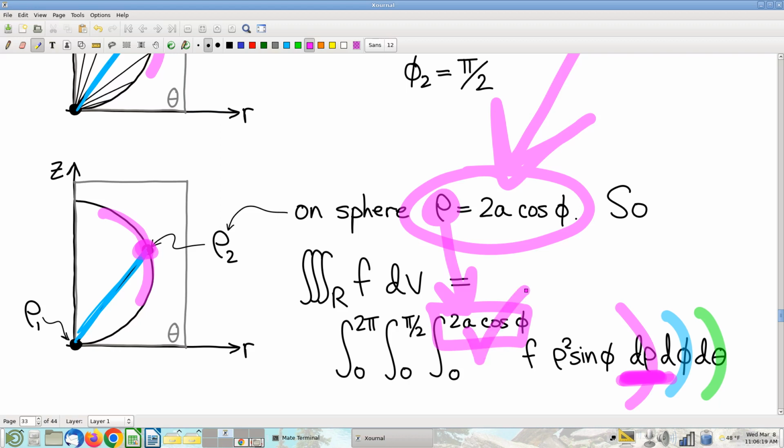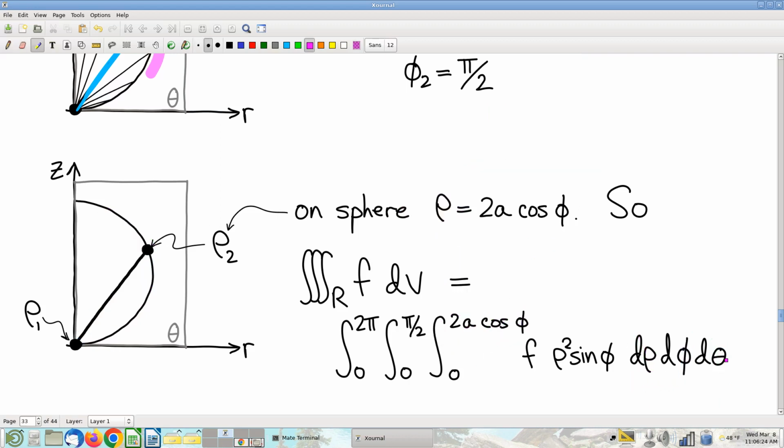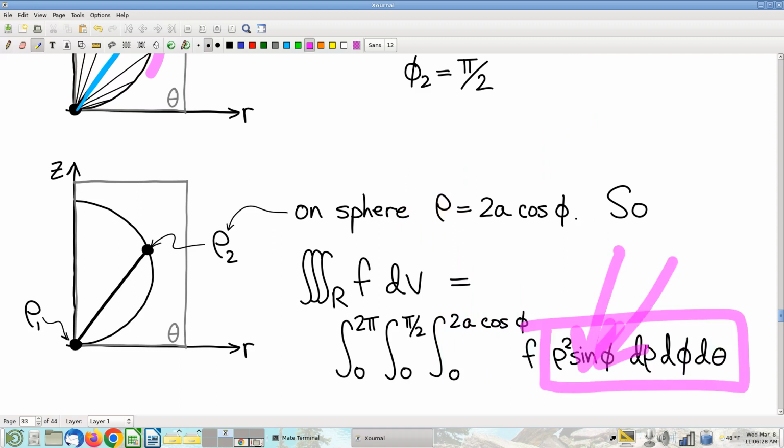Everybody happy? Don't forget your stretching factor. Again, so easy and so tragic. Please, please, please don't forget. Nobody, myself included, wants you to forget that rho squared sine phi.